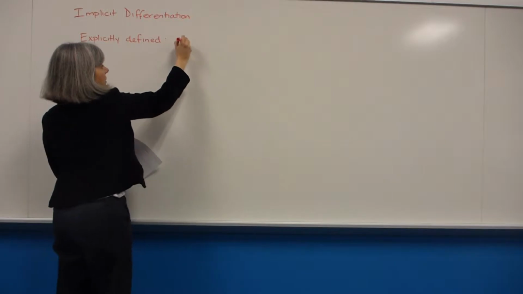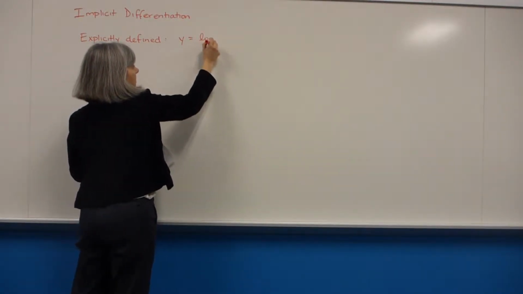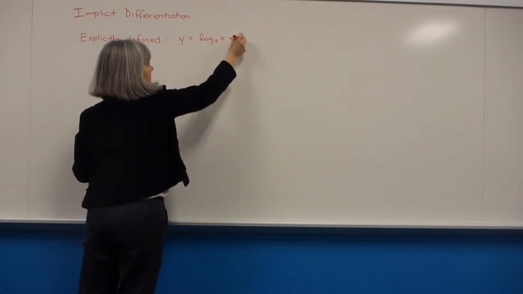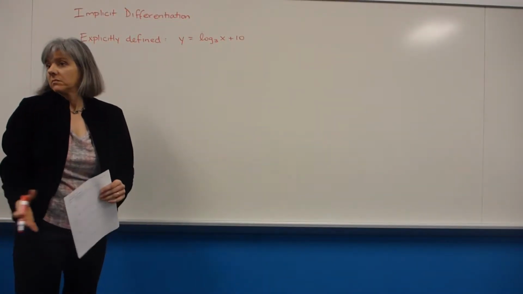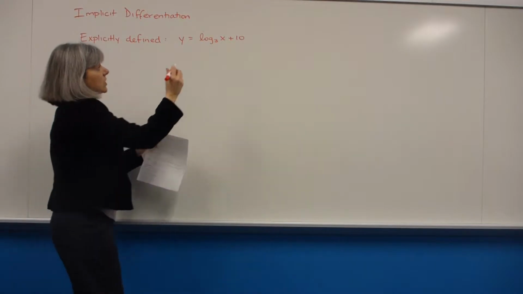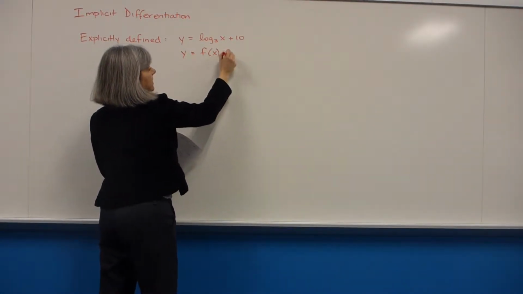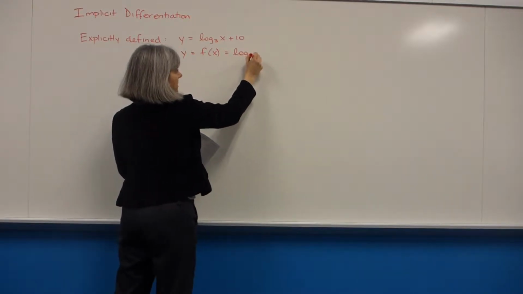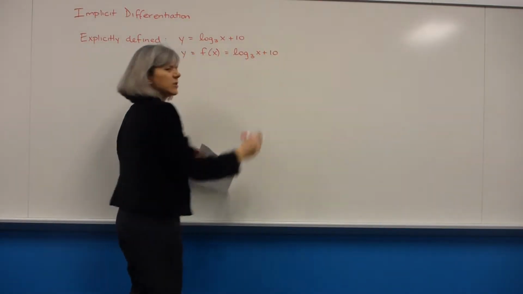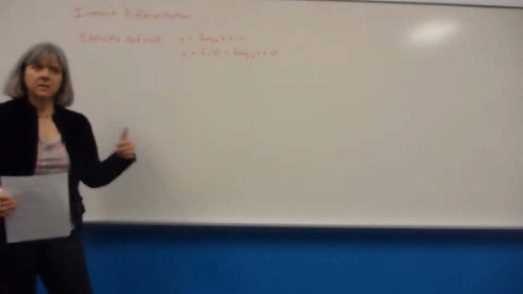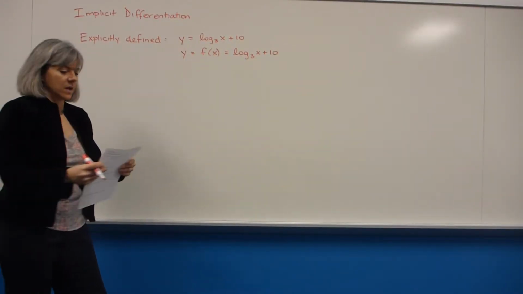something like y equals log base 3 of x plus 10. I put in x, I know exactly what y is, right? I could also write that as y equals f of x equals log base 3 of x plus 10. So I can use f of x notation. That's also an explicit definition. I put in x, I just plug it in, and I get y.